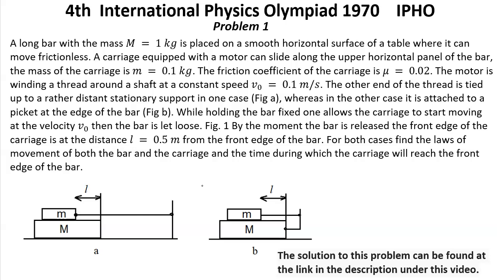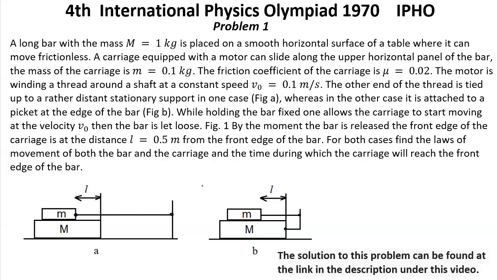horizontal surface of a table where it can move frictionless. A carriage equipped with a motor can slide along the upper horizontal panel of the bar. The mass of the carriage is small m equal to 0.1 kg. The friction coefficient of the carriage is mu equal to 0.02. The motor is winding a thread around the shaft at a constant speed v0 equal to 0.1 meters per second.